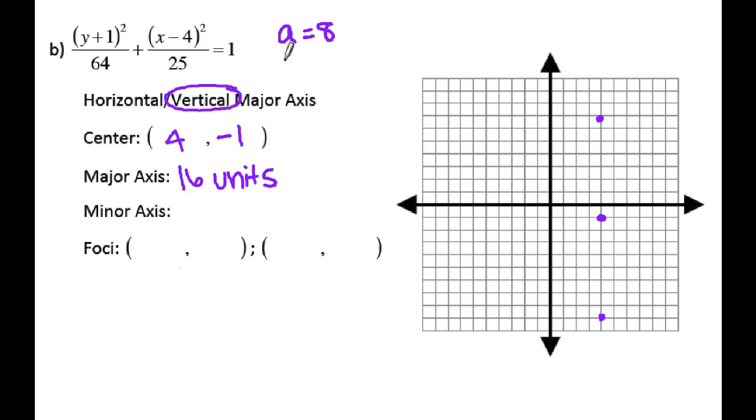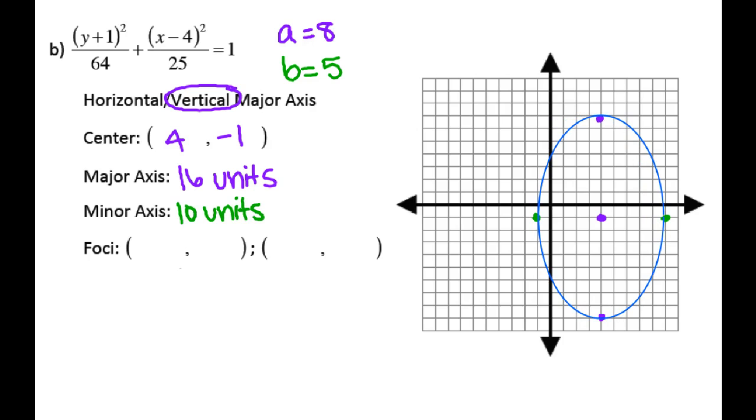For my minor axis, I need to find b. b in this case is going to be 5, since b squared is 25. So I'm going to move to the left and to the right 5 units. And then that helps me create an ellipse. So there is our ellipse. And my minor axis was 10 units in length.